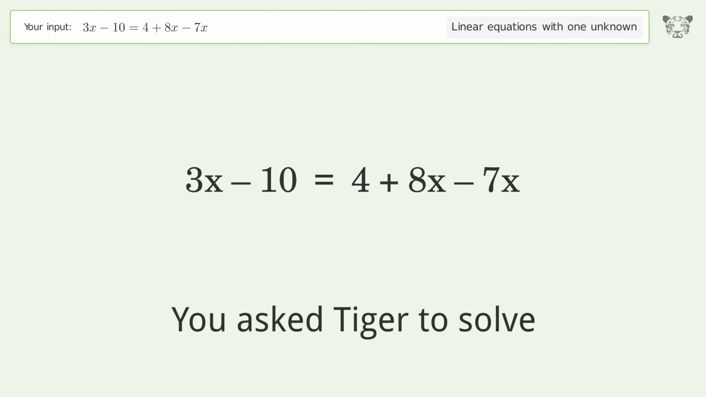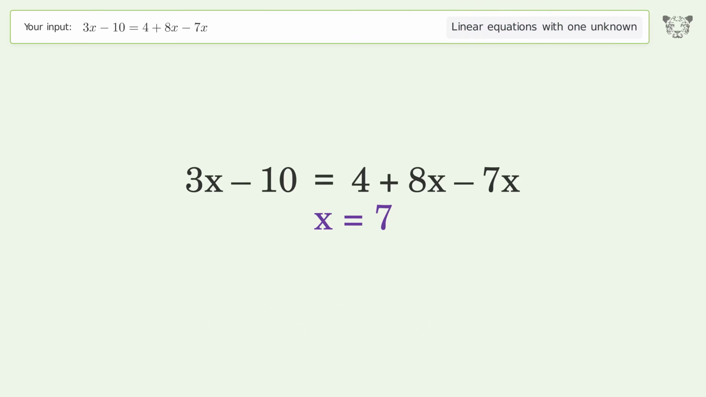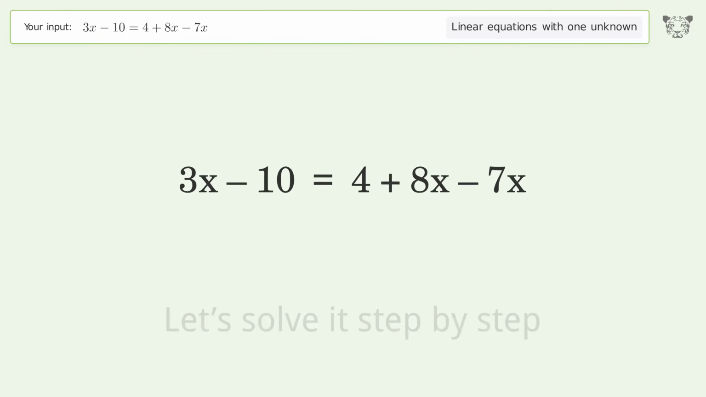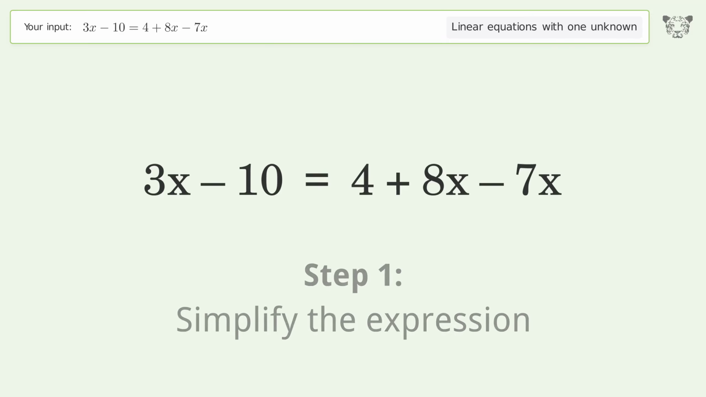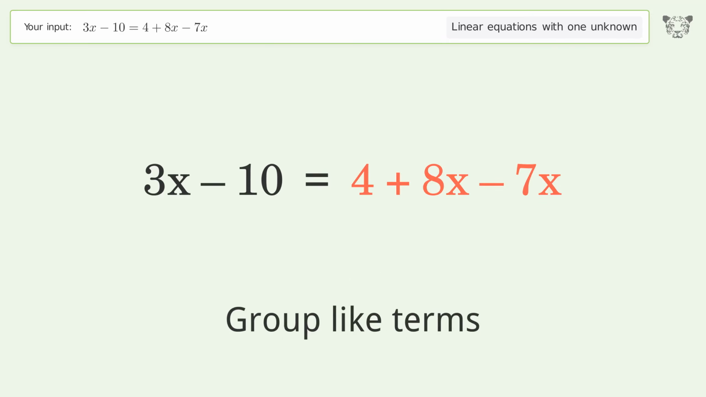You ask Tiger to solve this. This deals with linear equations with one unknown. The final result is x equals 7. Let's solve it step by step. Simplify the expression. Group like terms.